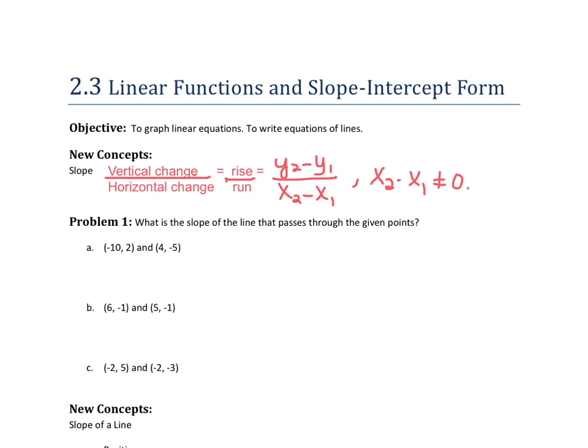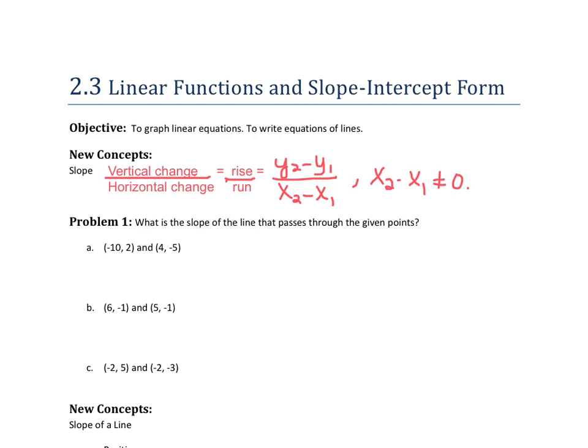Okay, we're in section 2.3, linear functions and slope-intercept form. Our objective is to graph linear equations and then to write the equations of those lines. Slope, let's define it as vertical change over horizontal change, rise over run: y sub 2 minus y sub 1 over x sub 2 minus x sub 1. Remembering, of course, that our denominator cannot equal 0, so x sub 2 minus x sub 1 cannot equal 0.